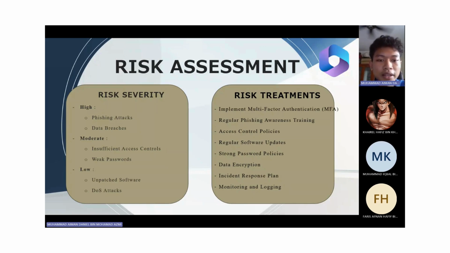So for the incident response plan, the steps are to develop an incident response plan, train employees on response procedures, conduct regular incident response drills, and review and update the plan based on drill outcomes. And the last one is monitoring and logging, where the steps are to evaluate a monitoring and logging solution, deploy and configure the chosen solution, set up alerts for suspicious activity, and regularly review logs and respond to incidents. So that is all for the risk assessment.